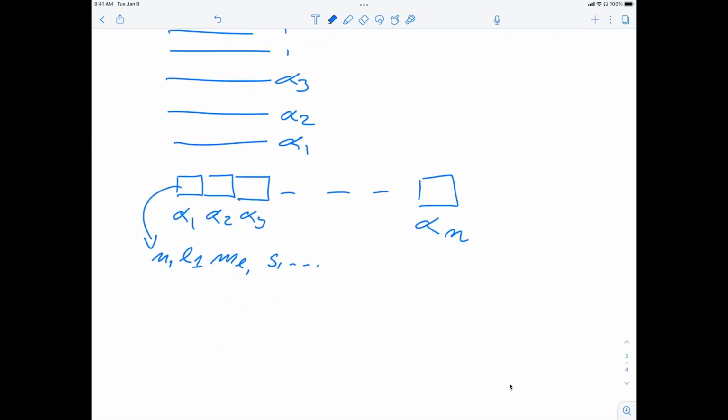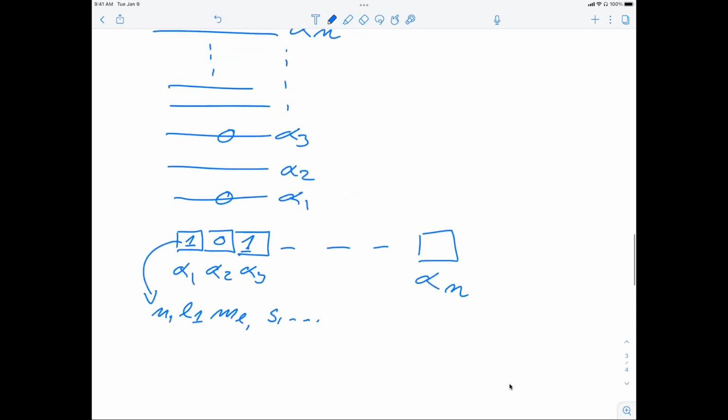Now, what you quickly see is that you could think of having a particle here, you could have a particle here, and that means that you would have a slot here with bit 1, bit 0, bit 1, and so on. And in total, we would now typically have n particles. And since these are fermions, it means that every slot is occupied by at most one particle. That's a consequence of the Pauli principle.